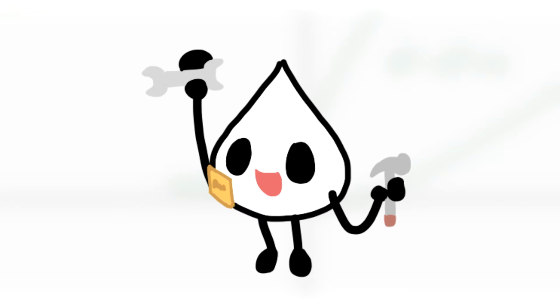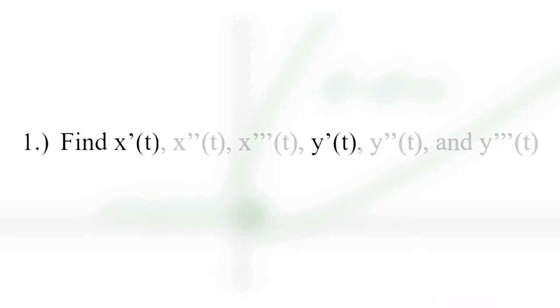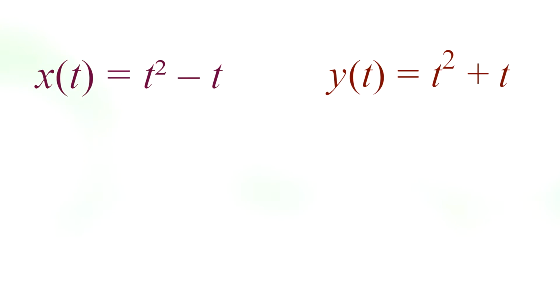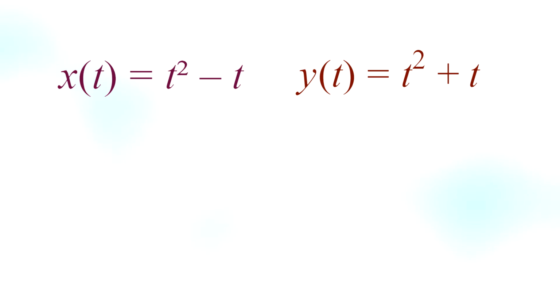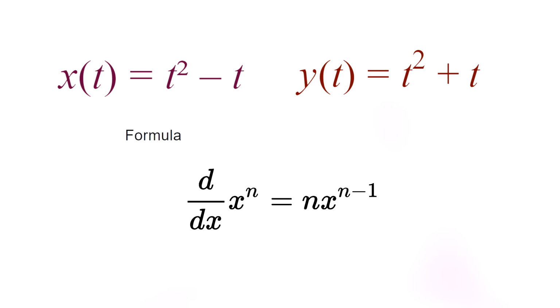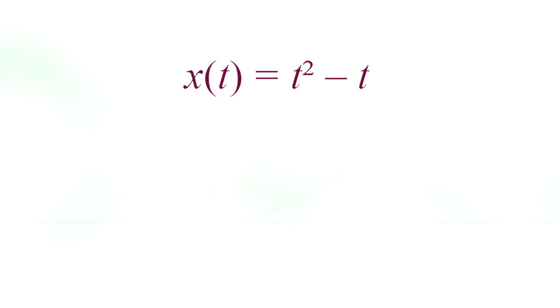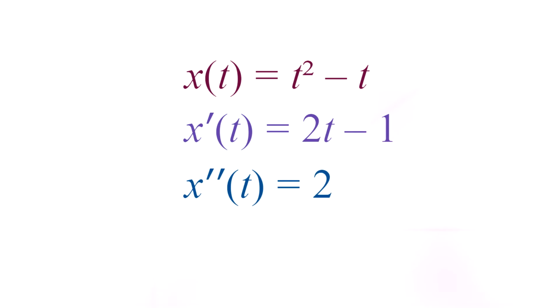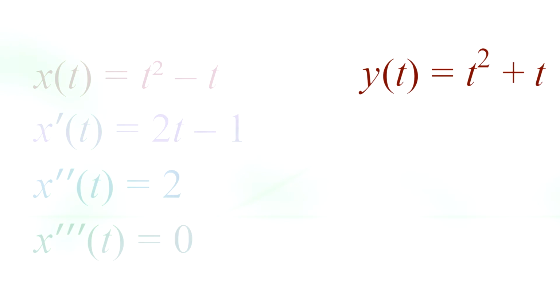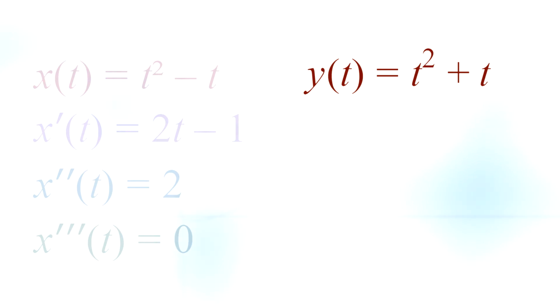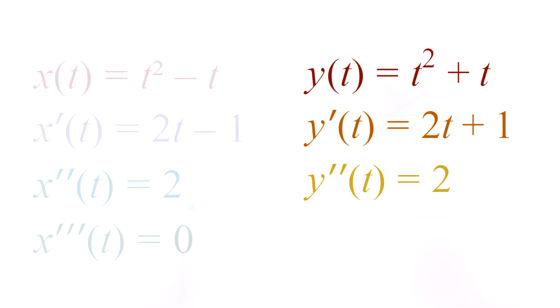So, let's get technical with this parameter, starting with step 1. Find the primes of x(t) and y(t) up to the third derivative. For x(t) and y(t), the primes can be found by making use of the power rule 3 times. Thus, the consecutive derivatives of x(t) equals t squared minus t are as follows: 2t minus 1, 2, then 0. Similarly, the derivatives of y(t) equals t squared plus t are as follows: 2t plus 1, 2, and 0.